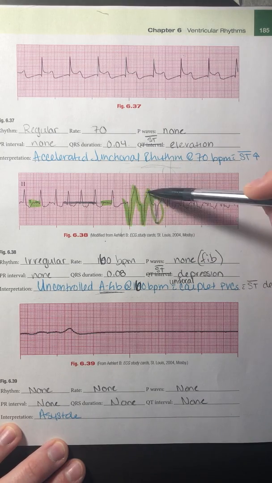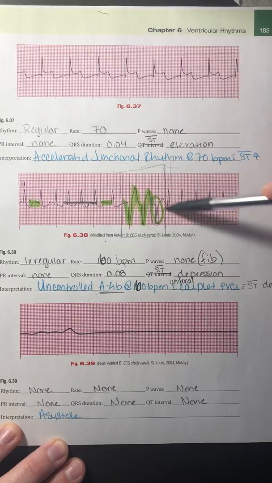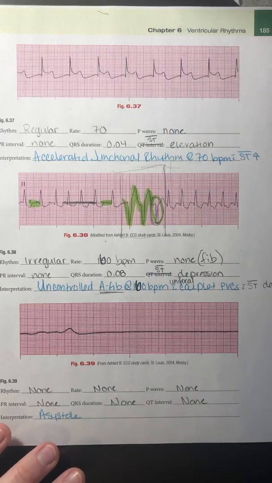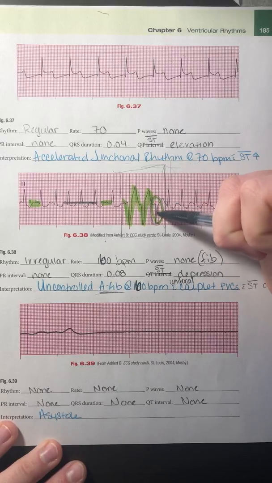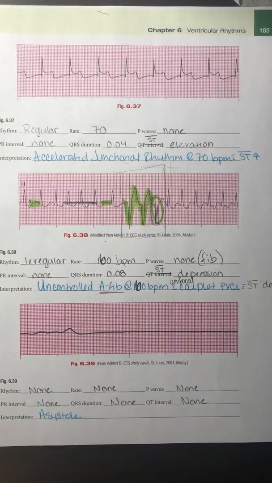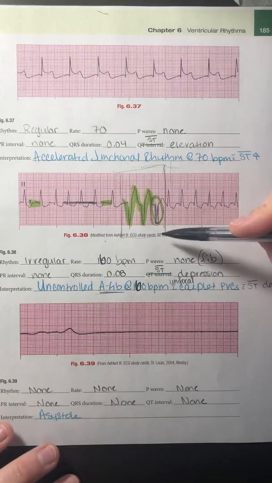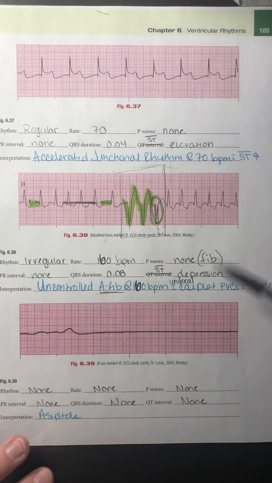Now, I highlighted these complexes here, okay? This is not a PVC. It kind of looks like one just because it's grouped with them, but if you can see, we do have a P wave, and if we measure out our QRS complex here, it's only 2 blocks long, so that one is actually a sinus beat, all right? And we call that a fusion beat because it's just connecting one rhythm with another rhythm. It's connecting those couplet PVCs to that AFib.